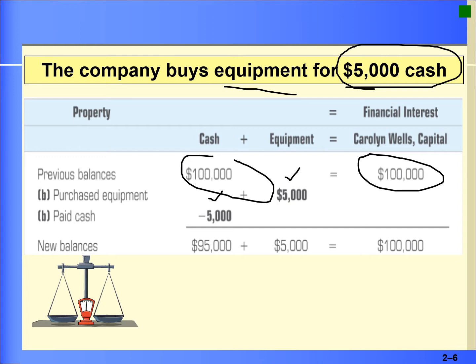And if you balance it all out, if you add up your cash, you've got $95,000 there. Equipment is $5,000, and of course, look at the financial interest, which is the equity part of it, it's still at $100,000, so there's no change there. And of course, you're still in balance.